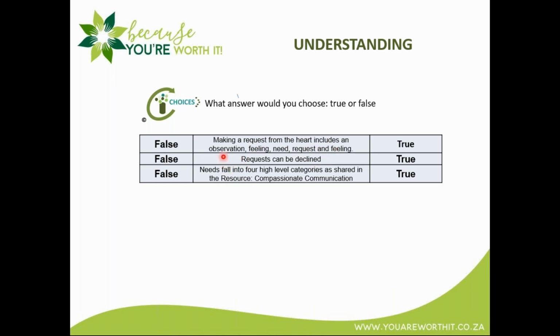Requests can be declined, true or false? The answer is true. Needs fall under 4 high-level categories as shared in the resource Compassionate Communication. The answer is actually false, because there are 9 different categories: love, understanding, community, autonomy, survival, safety, health, meaning, and creativity.